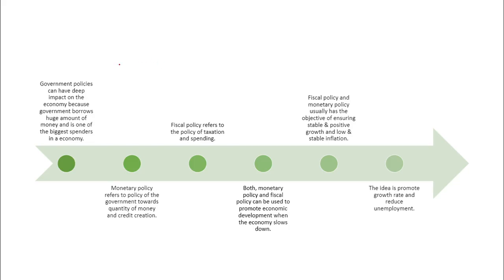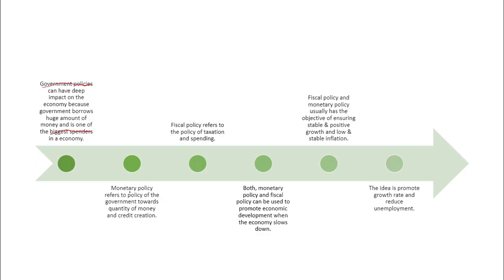These are some of the important points related to fiscal and monetary policy. First of all, as we know, fiscal and monetary policy both are related with the government of the country. And the government policies can have deep impact on the economy. Why? Because government takes on huge amount of debt and also is one of the biggest spenders in the economy. Government is borrowing huge amount of money so that it can fund its development projects. So it is spending huge amount of money. That's why it is known as the biggest spender in an economy. So now we know that government policy is important from the perspective of an economy.